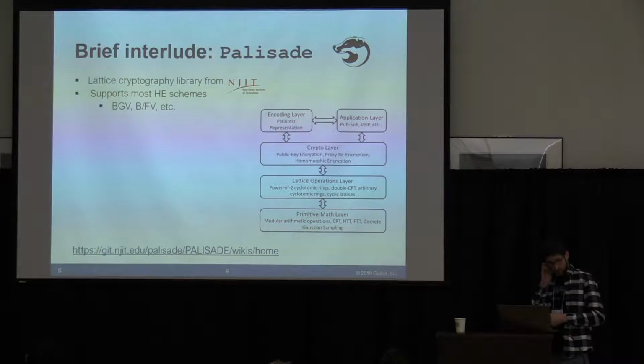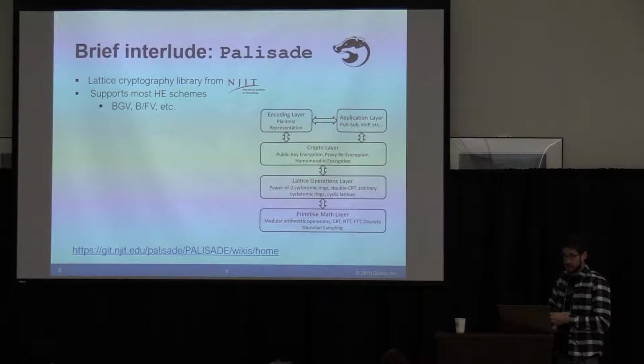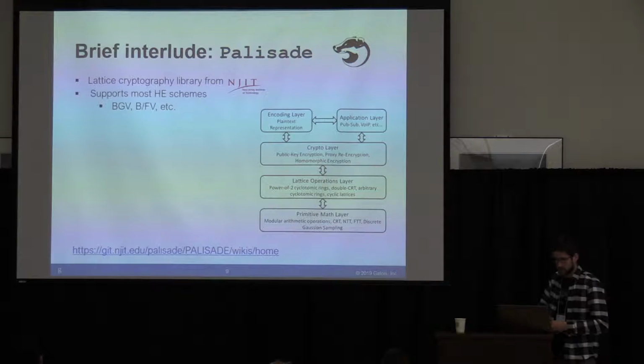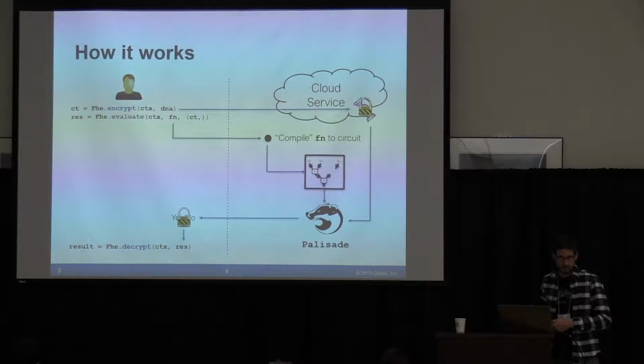So, a brief interlude on Palisade. As I mentioned, this is in collaboration with NGIT. They've been developing this Palisade library. It's really a generic lattice crypto library, but it has a lot of capabilities for homomorphic encryption and implements a bunch of different HE protocols that you can locally use.